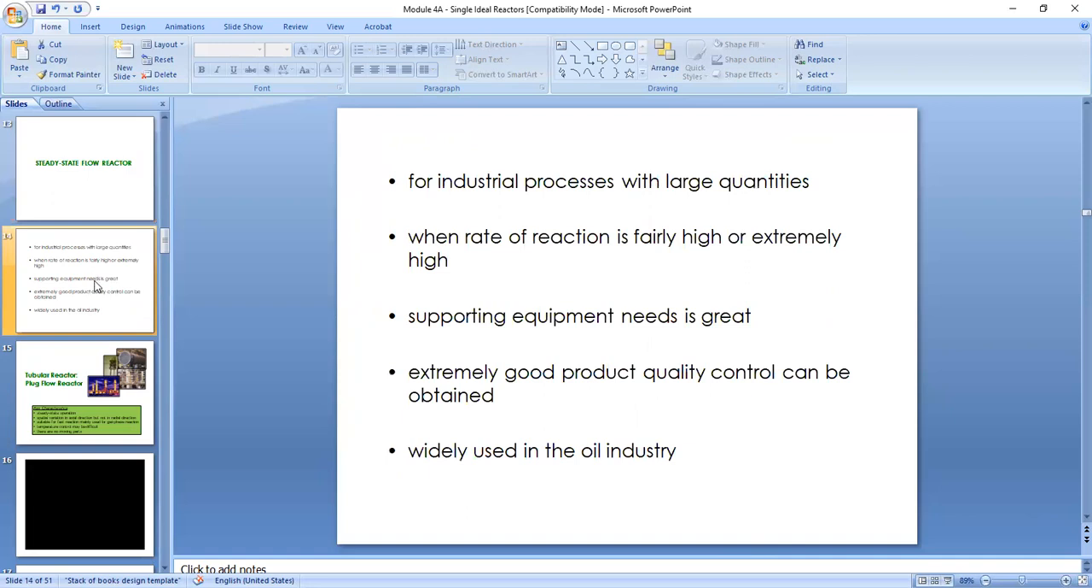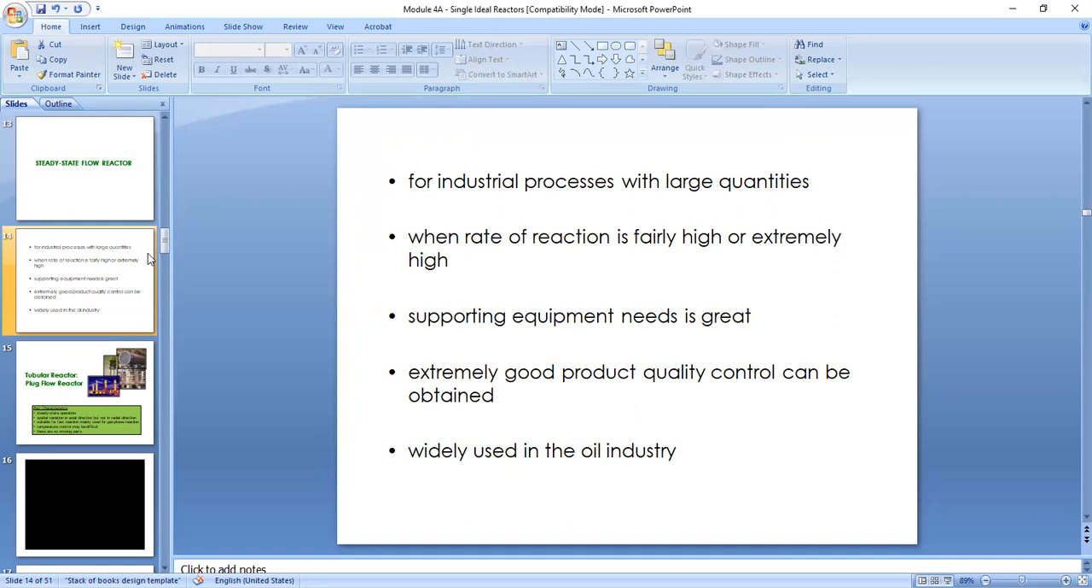So for steady state flow reactors, we have the mixed flow reactor, or the CSTR, or the back mix reactor. These are used in industrial processes where large quantities of materials are to be processed at any particular time. This is used when the rate of reaction is fairly high or extremely high, in contrast with the batch reactor a while ago, which is only for low rates of reaction. Now, supporting equipment here might be great in some instances.